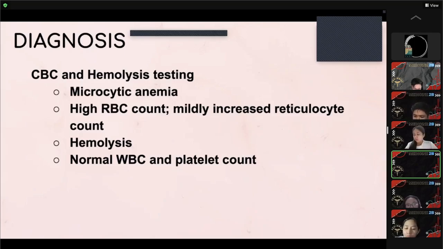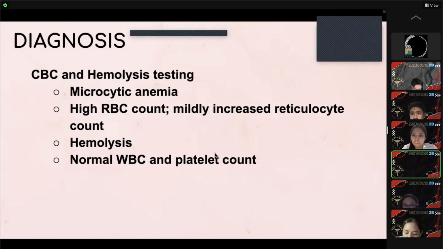Next is for the hemolysis. It includes lactate dehydrogenase, indirect bilirubin, haptoglobin, and Coombs testing. Thalassemia causes non-immune hemolysis with high LDH, high indirect bilirubin, and low haptoglobin, with negative Coombs testing. Thalassemia does not directly affect WBC and platelets.